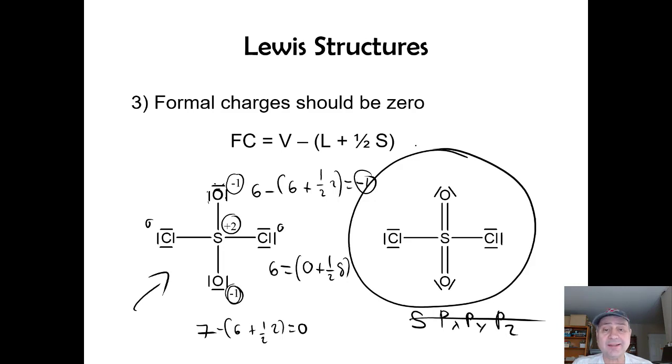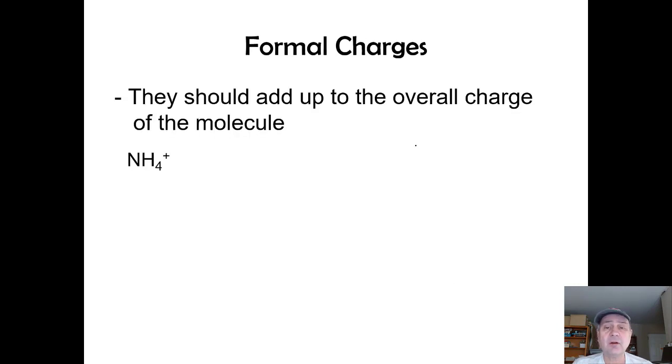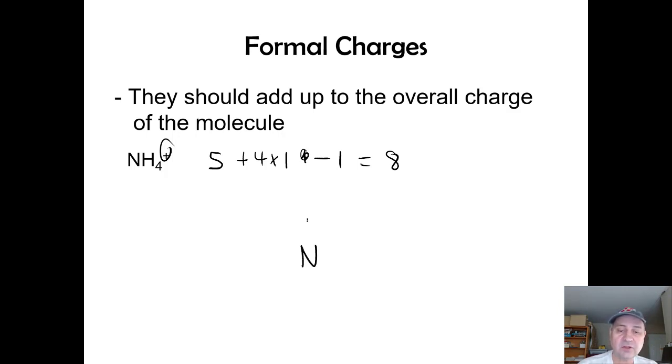Okay, so those are the rules. You're now ready to practice. Let me just point out a couple of easy examples here. Of course, if you have a polyatomic ion with a charge, you have to either add or subtract valence electrons. So we have 5 for nitrogen, then we have 4 times 1 for the hydrogens, and then we are actually subtracting the charge. So we end up with 8 valence electrons. Nitrogen goes in the center. This is going to be super easy. There isn't going to be any issues.